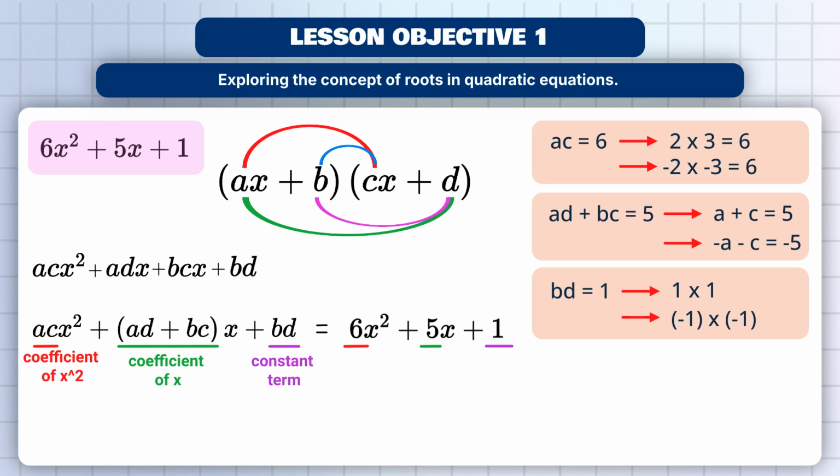This gives us two options for the factorized form: (3x plus 1) times (2x plus 1), or (minus 3x minus 1) times (minus 2x minus 1). Notice how taking the negative values gave an equivalent answer, as should be expected. So we could have just taken the positive values throughout, and it wouldn't matter, as illustrated.